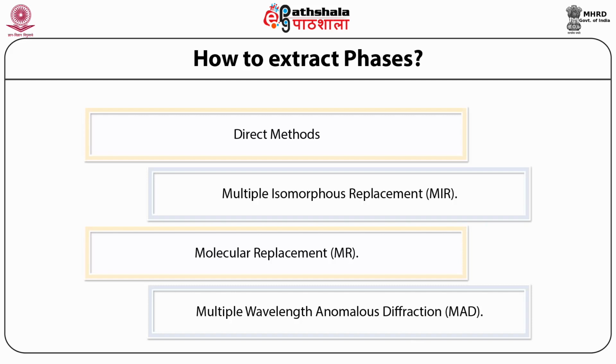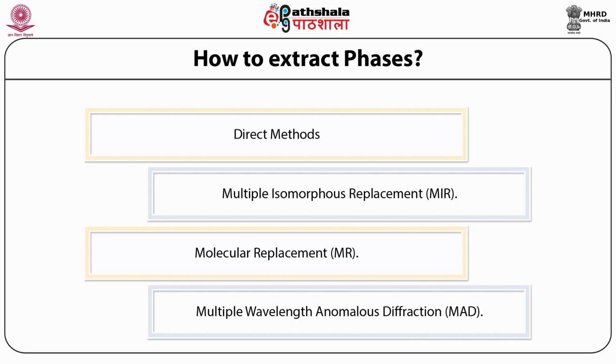But if you already have a protein whose structure is determined, which is similar to the one you are trying to determine, you can use molecular replacement. For molecular replacement, we already have more than 120,000 structures in the PDB, and in the last 5 years we have not actually found any new fold.